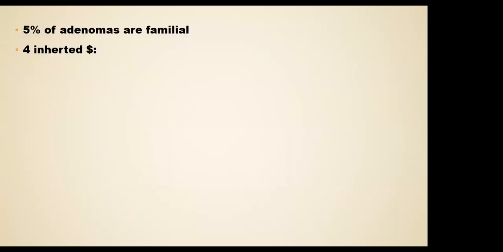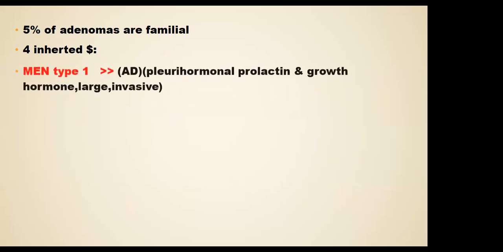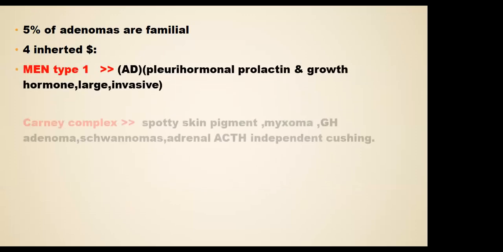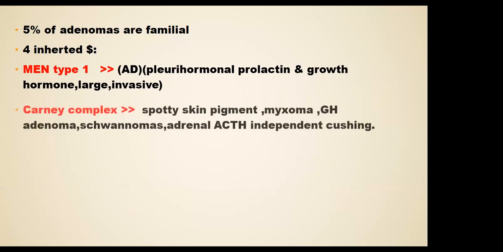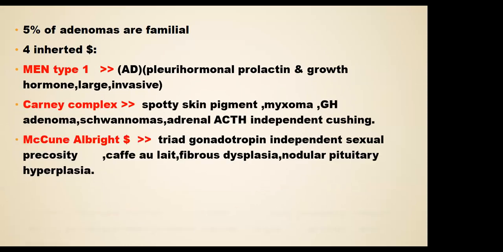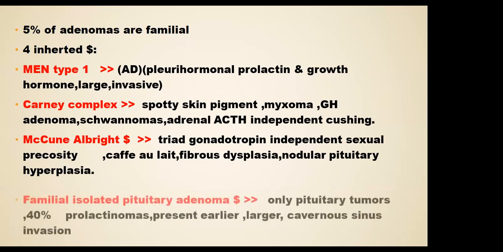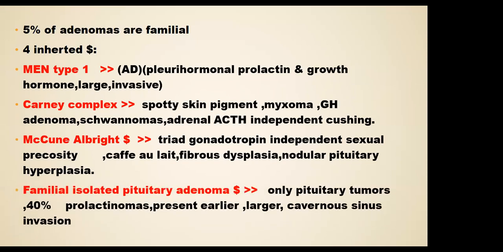5% of adenomas are familial. All others are sporadic adenomas. When there are familial adenomas, they present in 4 inherited syndromes, which are MEN type 1, Carney complex, McCune-Albright, and familial isolated pituitary adenoma. Regarding MEN type 1, it is autosomal dominant with plurihormonal adenoma secreting prolactin and growth hormone. Usually it is large and invasive.